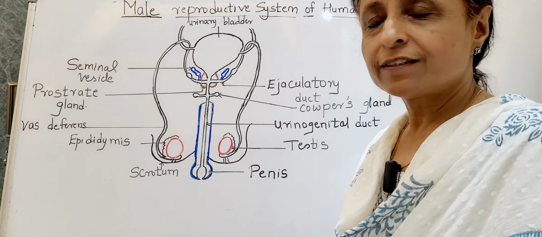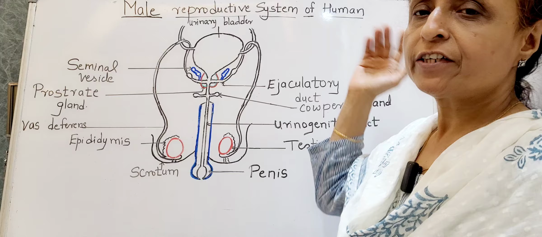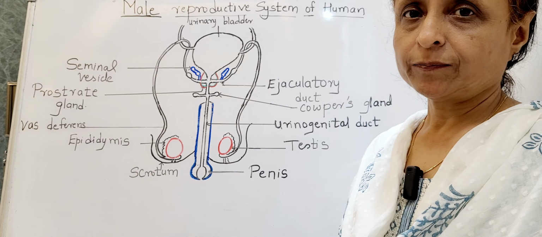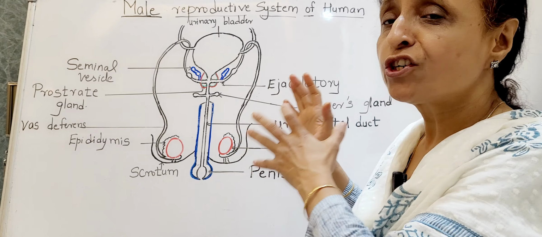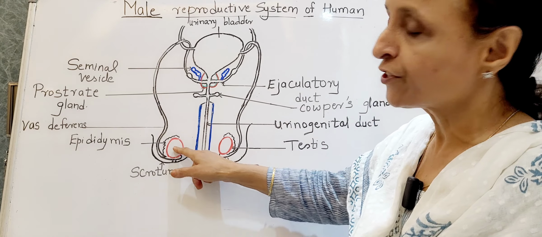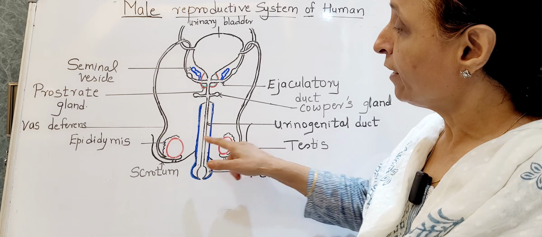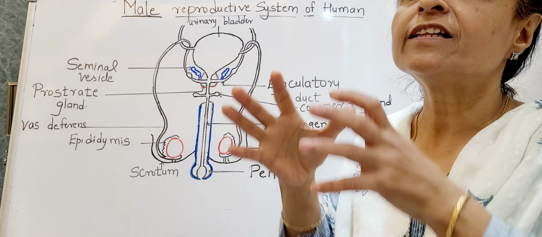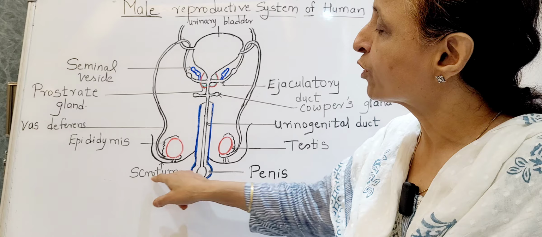Hello students. The male reproductive system of human. Now you know the main structure of reproduction is the testes. This is the testis, which is present in the sac known as the scrotum.